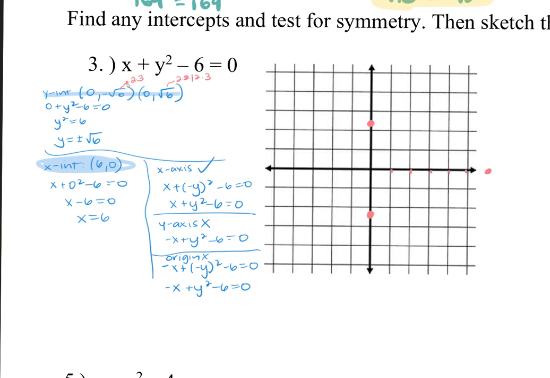And it has x-axis symmetry, which means whatever's happening on the top is happening on the bottom, which is accurate and consistent with what we found. Because it's a y squared, I actually know this is a parabola. It's just turned on its side and looks something like that.